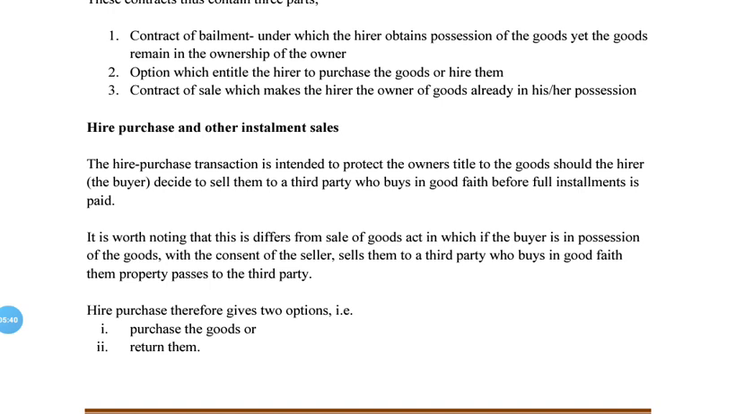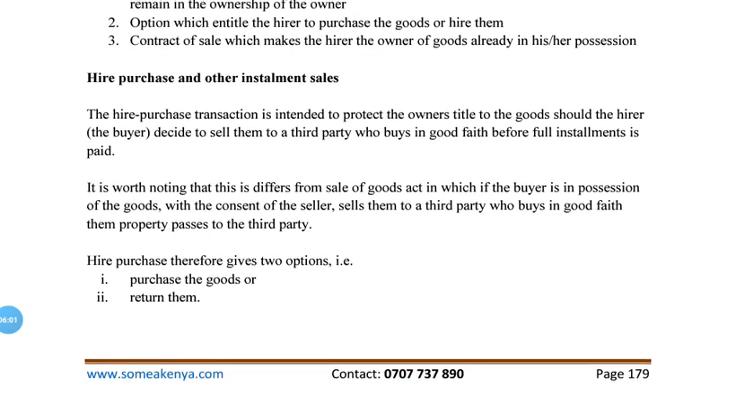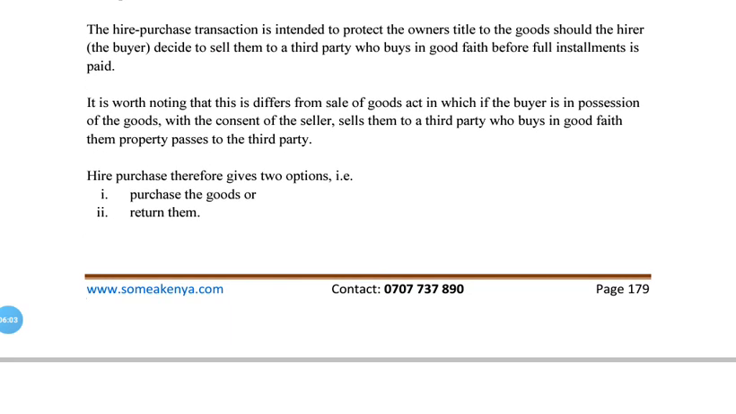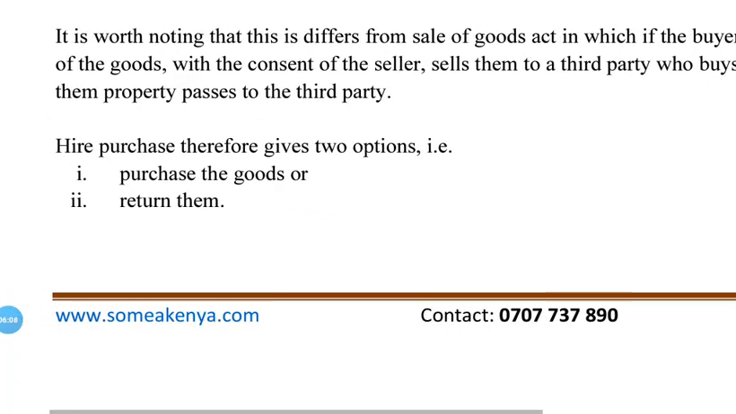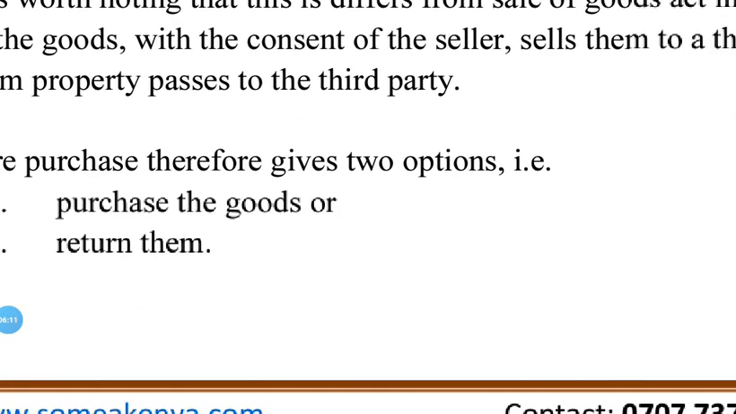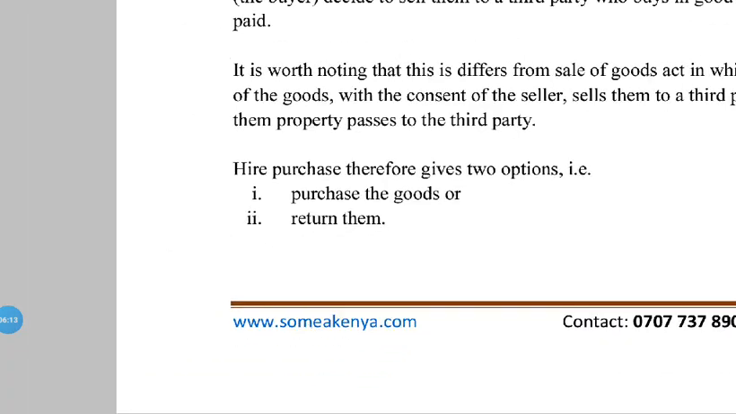So the hire purchase therefore gives two options. The first option is to purchase the goods. So you have an option to purchase the goods, or you have an option to return them. By returning the goods, it means you fail to pay installments, and therefore the owner will take his goods.